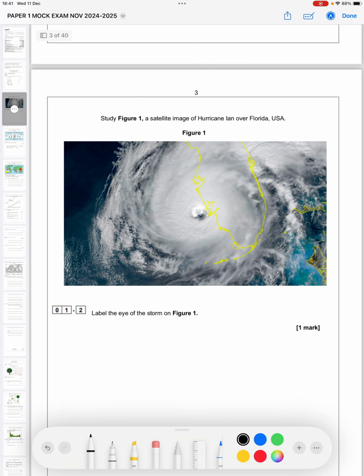Okay, next. So here we are being asked to label the eye of the storm. So we know that the eye of the storm is the centre, so it is there. That is our eye.